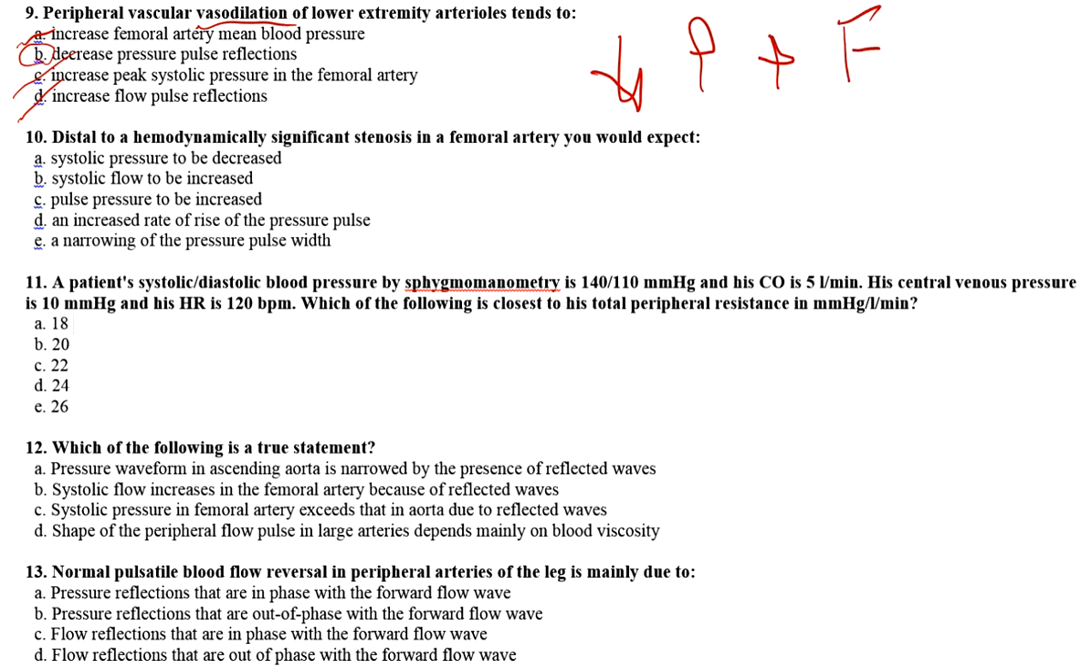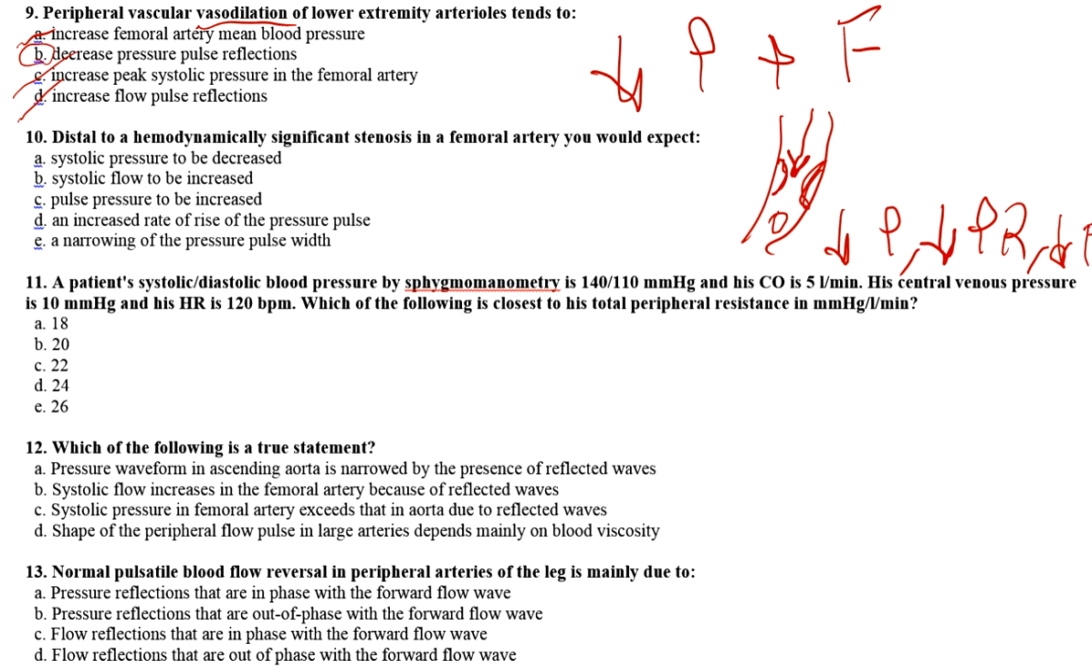So distal to hemodynamically significant stenosis in a femoral artery, you would expect. Okay, so we're saying distal, so further away. So here's our stenosis right here, and we're going this way, and so we're talking about distal, so beyond the stenosis. So what's going to be beyond the stenosis? We're going to have decreased pressure. We're going to have decreased pressure reflections, I guess, and we're also going to have decreased flow reflections, which I don't think I can put on the page.